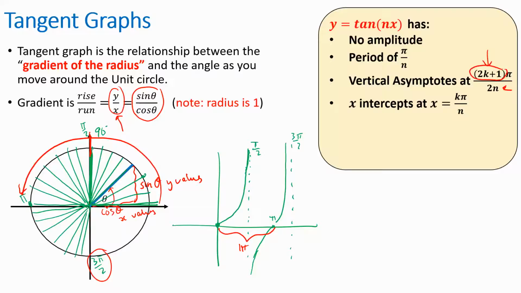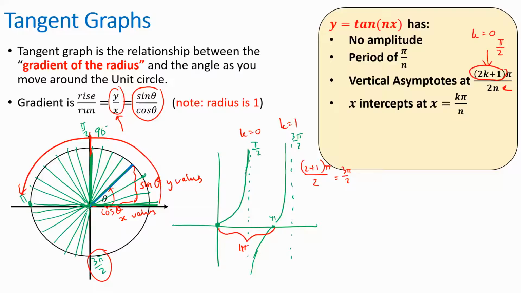If your n is 1, so tan of x, then if k is 0, you've just got pi times 0 plus 1, which is 1, 1 times pi on 2, which is why that's your first asymptote. This is when k is 0. When k is 1, then you have 2 plus 1, so 2 plus 1 times pi over 2, and let's say n was 1, then this now becomes 3 pi on 2. So you can use this formula to find all the asymptotes.